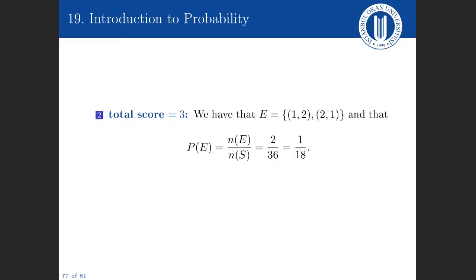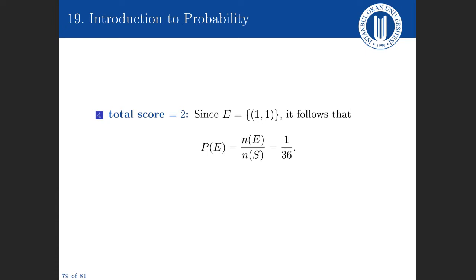How do we get a total score of 3? There are now 2 elements in our compound event, so we're doing 2 divided by 36. A total score which is greater than 10. Our compound event has 3 elements, so we're doing 3 divided by 36. How do we get a total score of exactly 2? Only 1 element in our event, so 1 divided by 36.